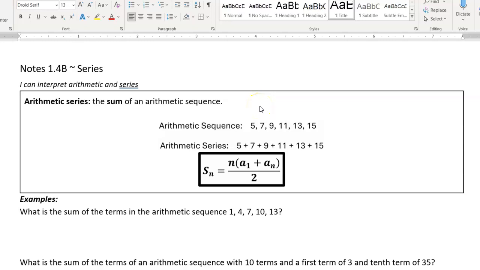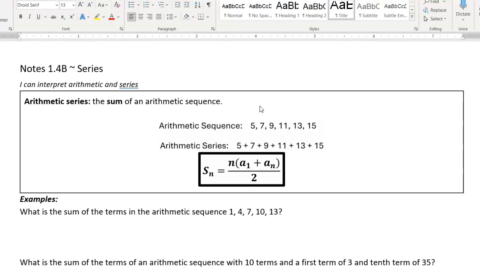All right, well, in this video, we're going to be looking at the second part of lesson 1.4, which brings us to this idea of a series. Now, an arithmetic series is basically just the sum of an arithmetic sequence. So, like if I have the arithmetic sequence we see here in the box, 5, 7, 9, 11, 13, 15, we see that it is arithmetic because we're adding 2 each time.